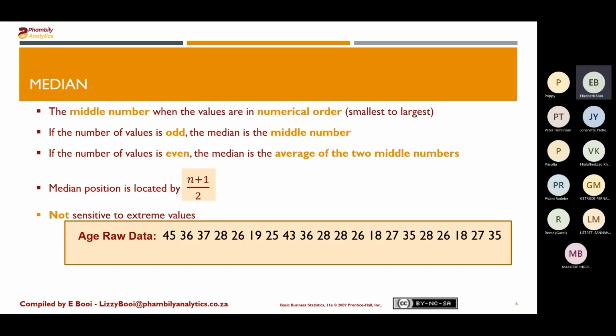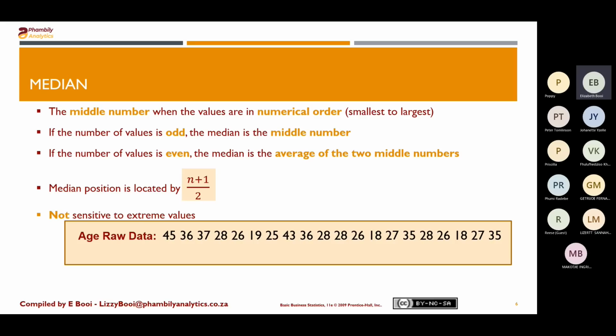Remember, our data set is the raw data set of the age values from the survey. There are 20 of them. They were not sorted. When we find the median, we need to order the data from lowest to highest. The other thing you also need to realize, remember, the mean is affected by outliers. The median is not affected by outliers.